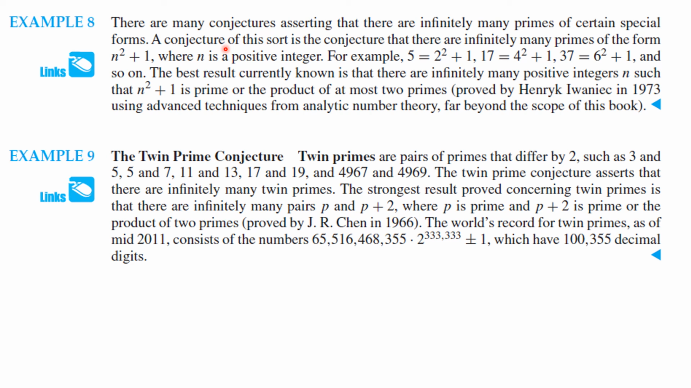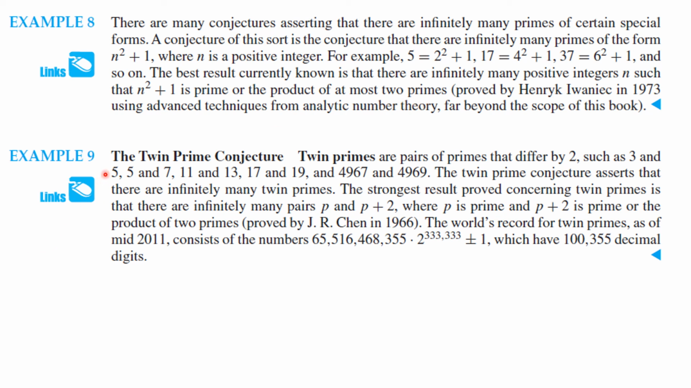Another conjecture is, are there infinitely many primes of the form n squared plus 1? The best result currently known is that there are infinitely many positive integers n such that n squared plus 1 is prime, or n squared plus 1 is the product of at most 2 primes.